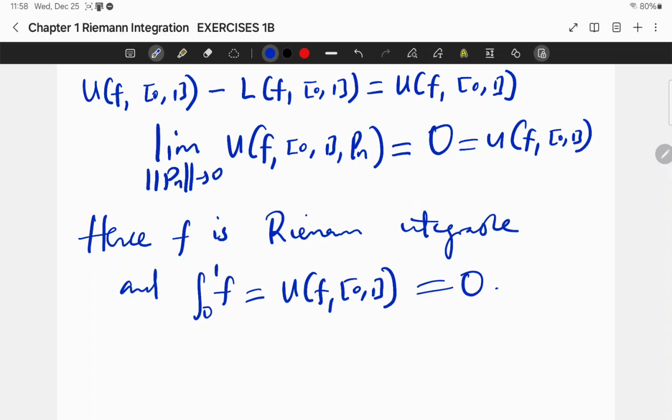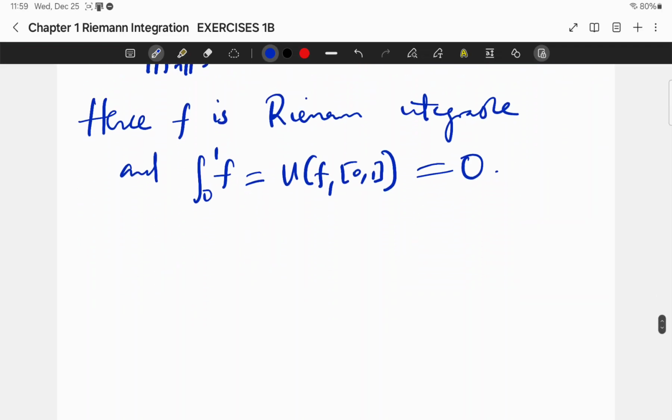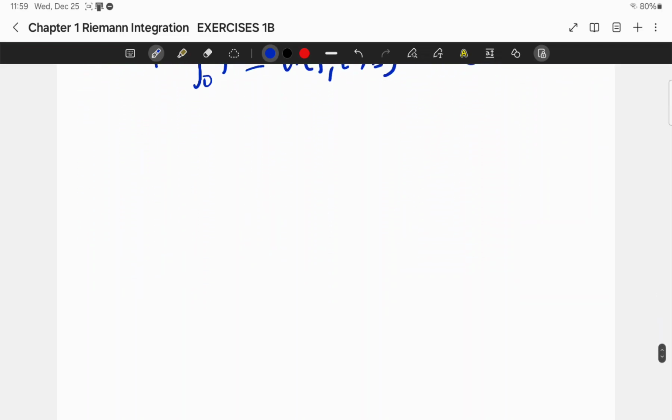Okay, so you can also conclude that f is Riemann integrable since we can find a refined partition for any epsilon greater than 0 such that the difference between the upper Riemann sum and the lower Riemann sum is less than epsilon. So that completes that proof. So let's check the next question. If you have any question, you can kindly drop it in the comment section.